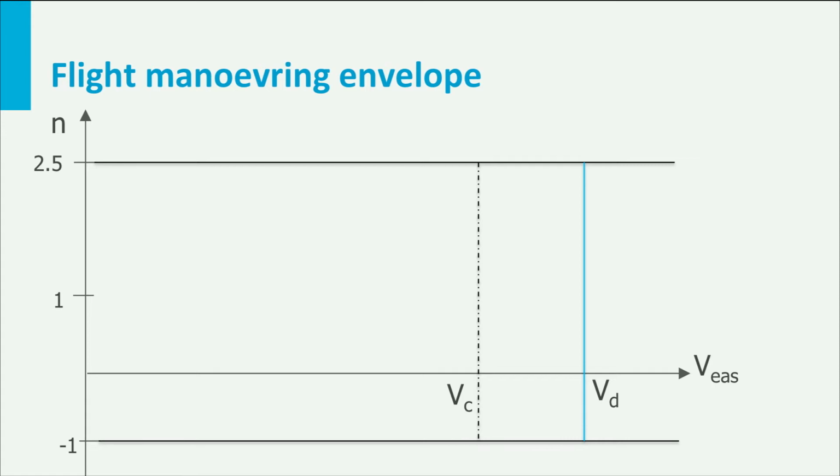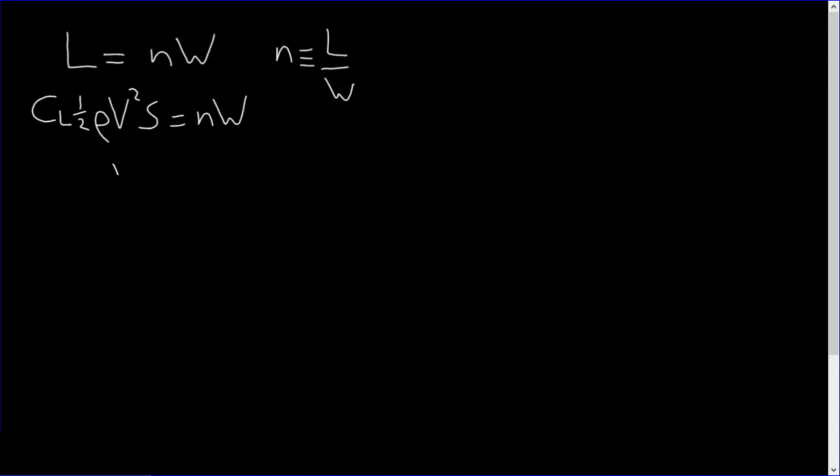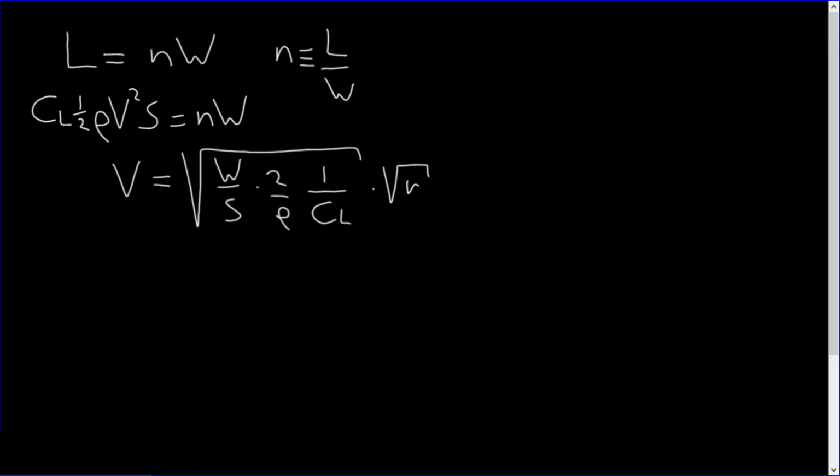Now, let's derive what the stall speed limit looks like in the maneuvering envelope. We start off by saying lift is equal to n times the weight, because we're considering a maneuver and load factor was defined as lift divided by weight. Now, we all know the equation for lift, which is CL times a half rho V squared S, and this should be equal to n times the weight. So if we single out V in this equation, we obtain the following. V equals the square root of weight over S times 2 over rho times 1 over CL, multiplied with the square root of n.